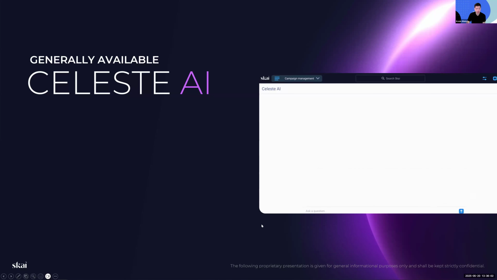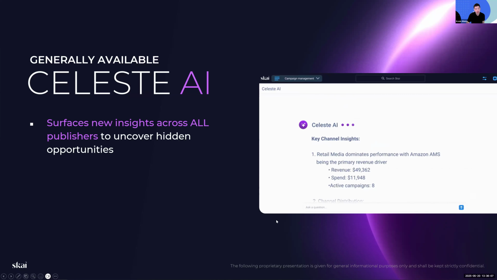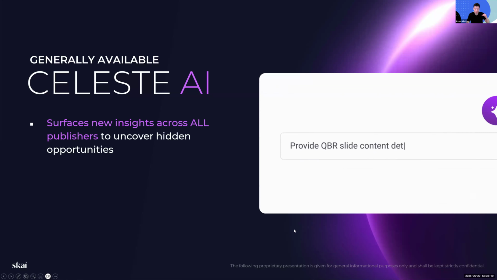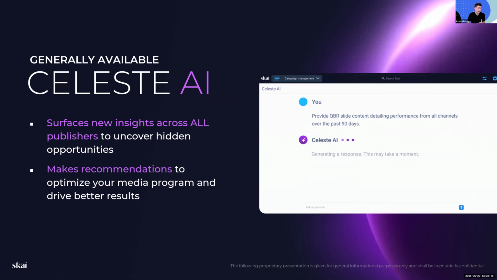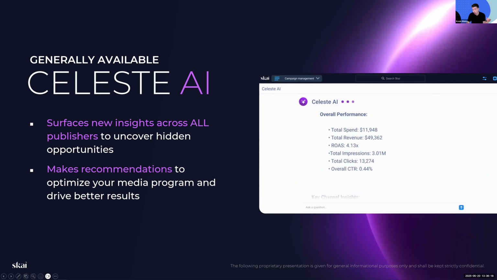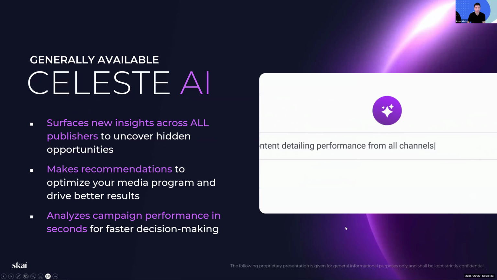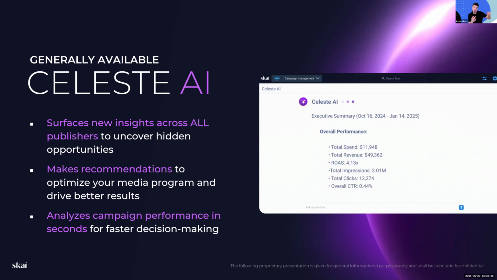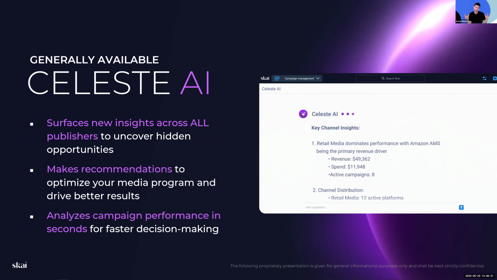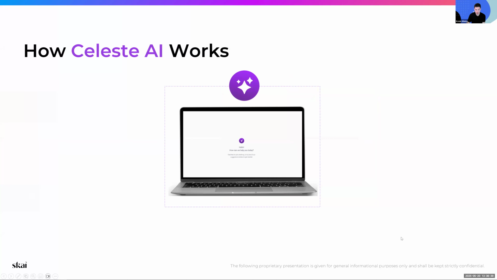We've been working on this for over 2 years, slowly releasing Gen AI powered features across our platform, across narrower use cases. But after closed beta with over 50 clients and many design partners, we now have Celeste AI that's generally available to surface insights across all publishers, making recommendations to optimize your program, drive better results, and analyze performance. And this works across that full funnel commerce media. So when we look at this at scale, it's a lot, but Gen AI can help, and an agent like Celeste is really a difference maker for advertisers out there.